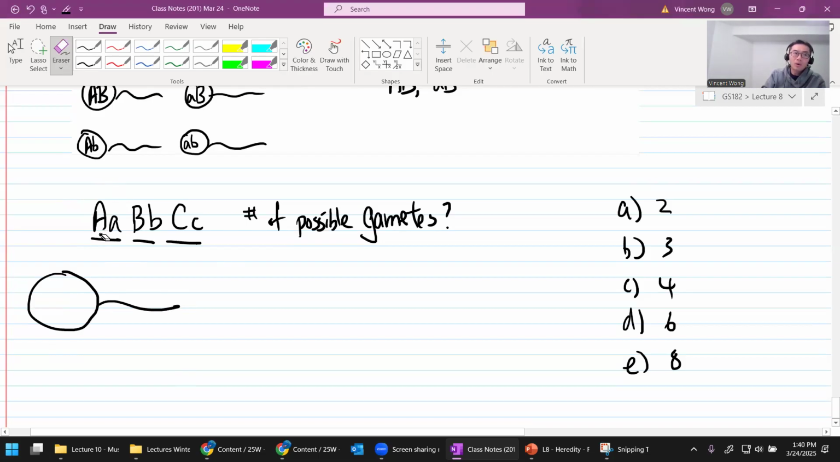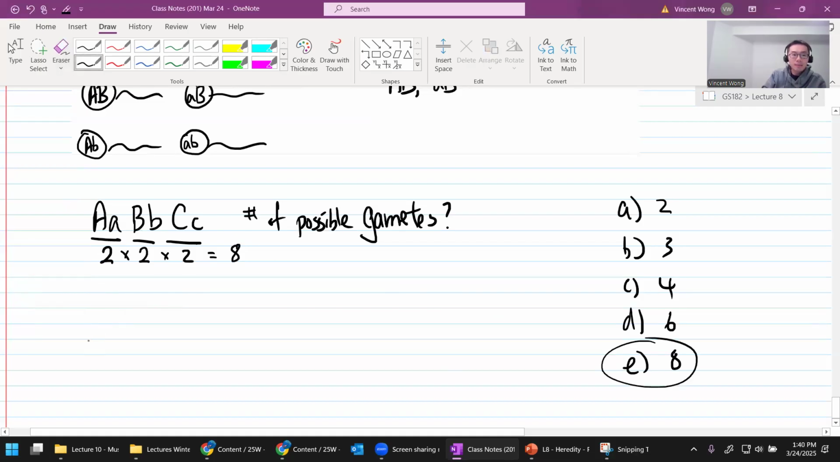Well, it's big A or small a. There are two choices. You also have two choices for B and two choices for C. So we multiply them together and we have 8 different possibilities. The answer is 8.